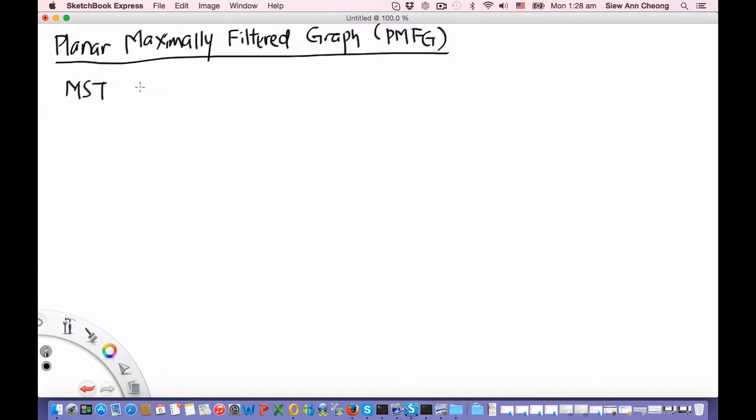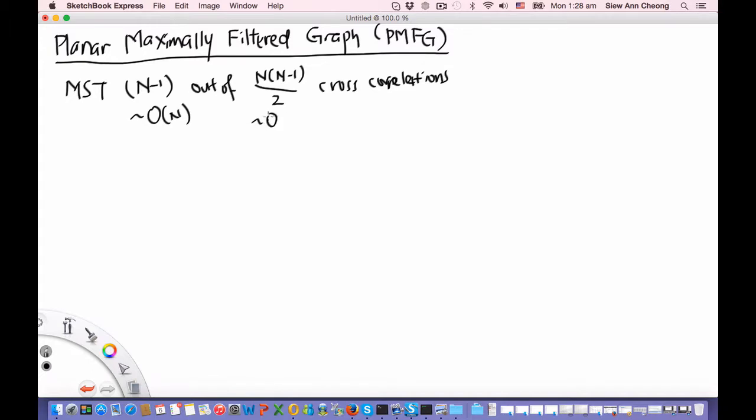Now instead of the full n times n minus 1 divided by 2 cross correlations in a correlation matrix, the MST keeps only n minus 1 of them. So this is of order n, and this is of order n squared. So a lot of cross correlations have been thrown out, and we wonder whether we could keep maybe more cross correlations than those emitted by the MST, but still small in comparison to the total number of independent cross correlations.